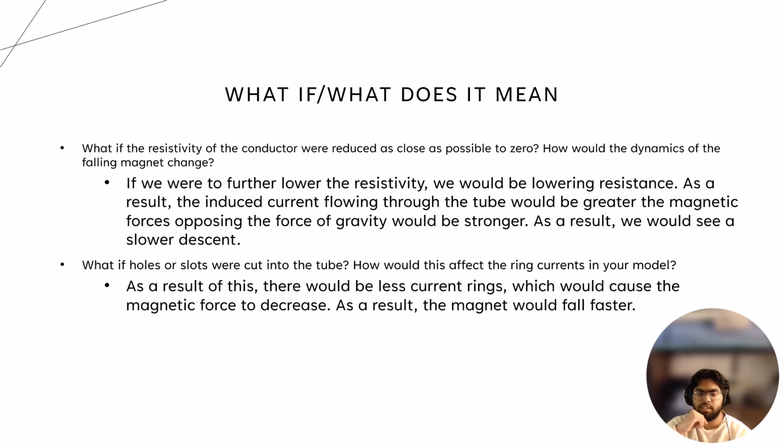If holes or slots were cut into the tubes, this would affect the ring currents because there would be fewer current rings, which would cause the magnetic force to decrease and the magnet would fall faster.